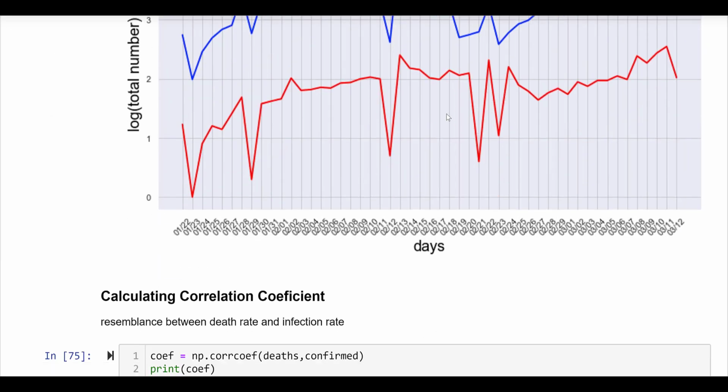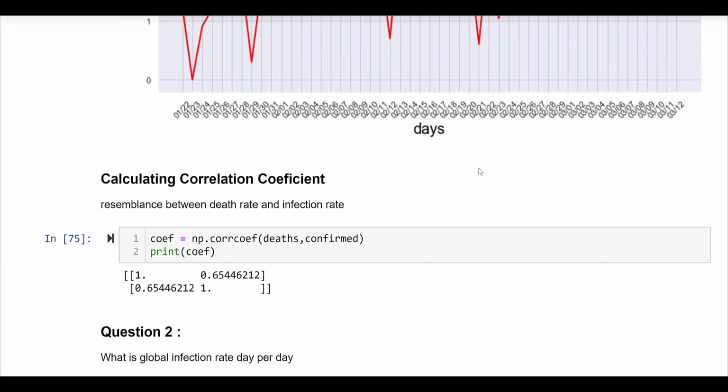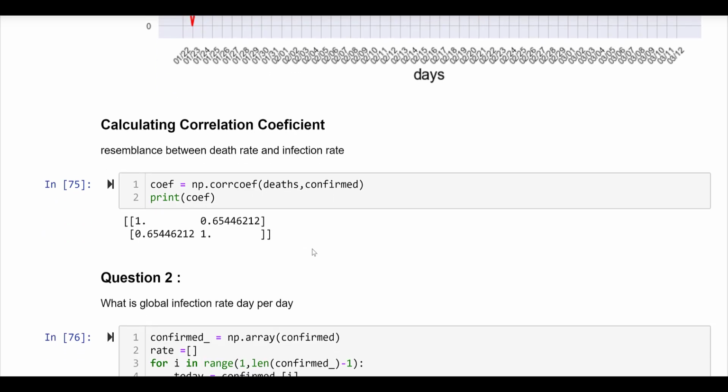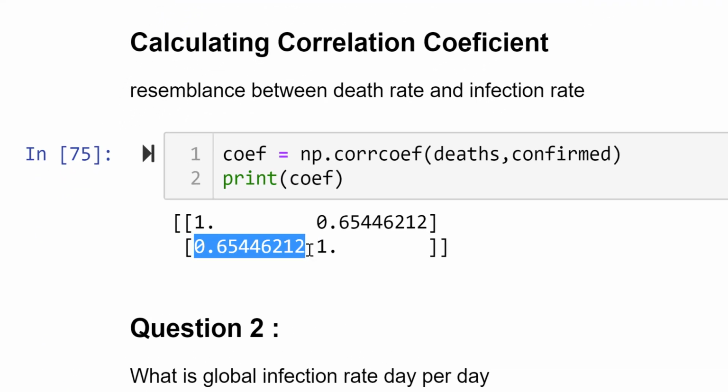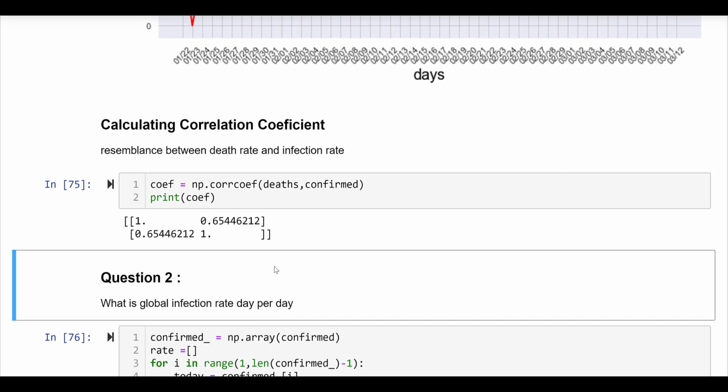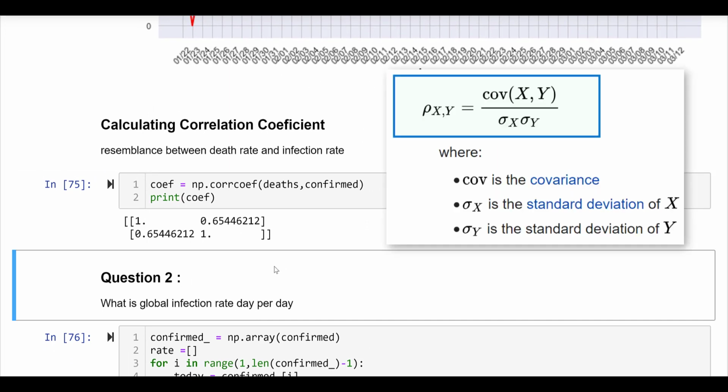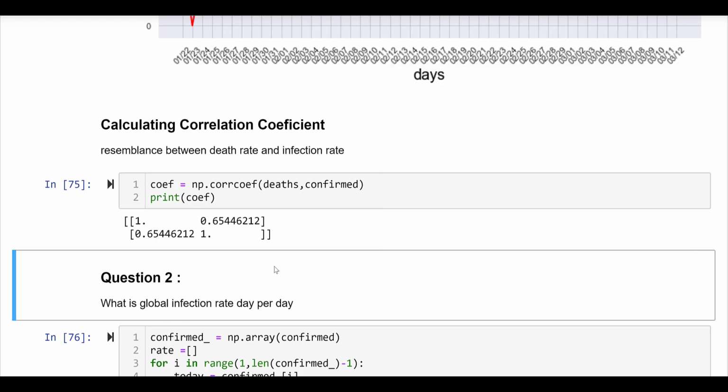Okay, so here we can calculate the correlation coefficient between these two graphs. I used the NumPy module to find it out. So here it says that we have 65% correlation between these two graphs. What does it mean? This correlation coefficient is basically the correlation between the number of confirmed cases and the number of deaths. And you see it's more than 50%, more than 0.5.